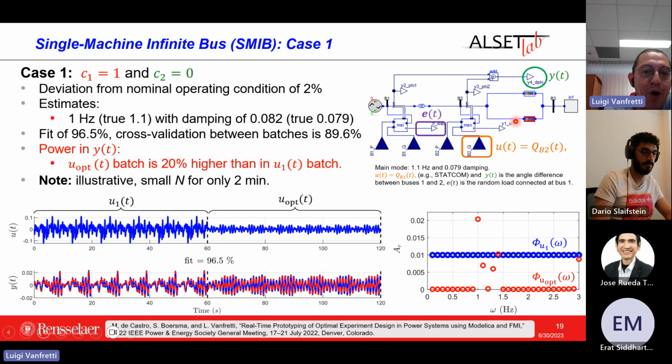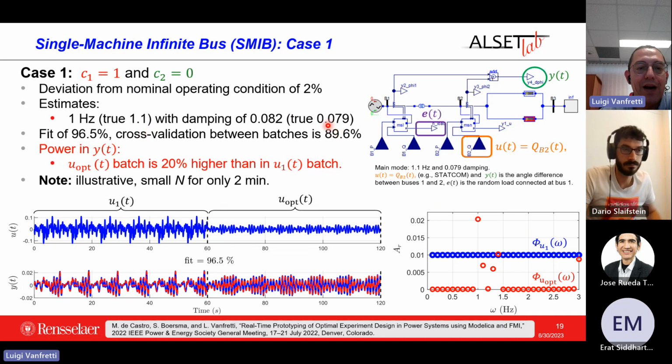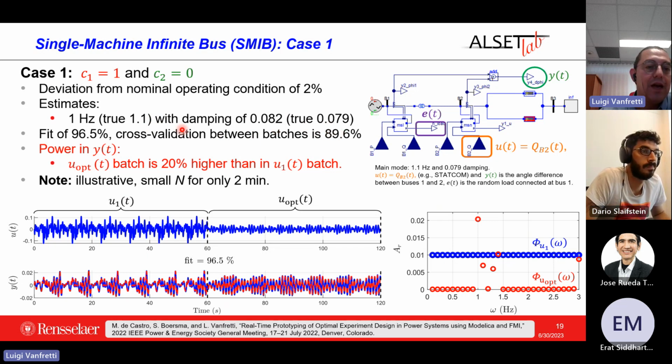Because we have a model, we are not in the field doing these experiments, right? We have a model, we actually can linearize this model and tell you the ground truth of what are the modes and the damping. I know the ground truth because I can linearize this model. I know exactly what it is. So this is the powerful thing of using these Modelica models. So the true value is 1.1 for the frequency, and the damping is 7.9%, and we are obtaining 1 hertz as the estimate of the frequency and 8.2 for the damping.